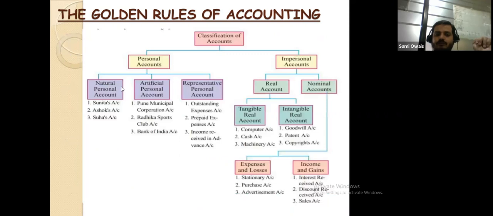Personal account, when we say personal account, this is the personal account. This is a chart, guys. Personal and impersonal, as some people call it. Under impersonal, we have real and nominal.